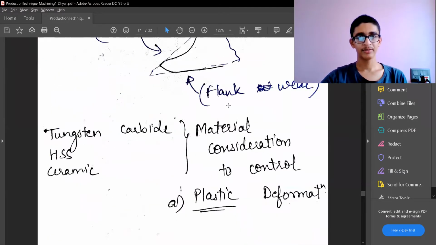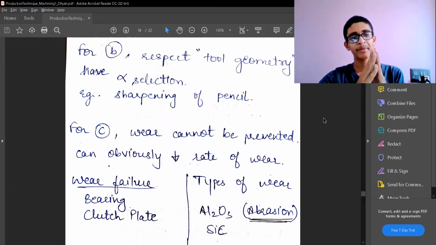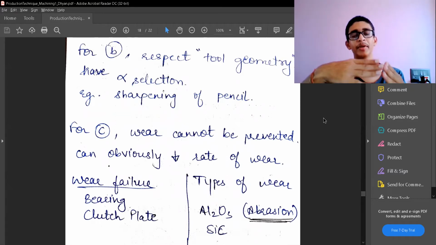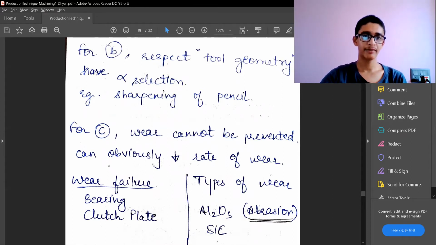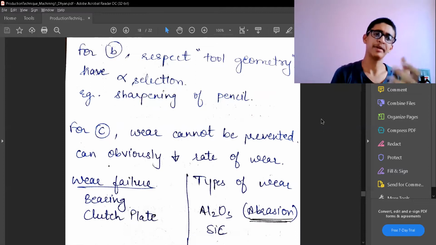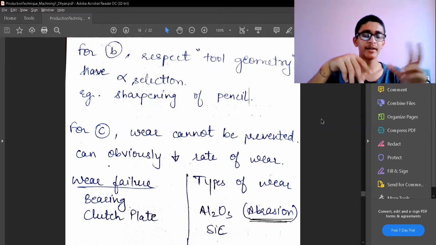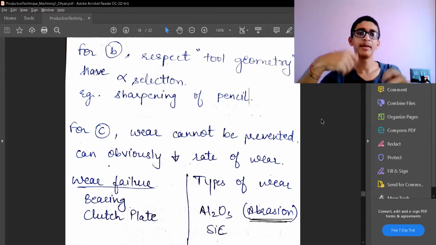That's what I have explained earlier also, that if I'm going to have a very sharp tip, it is easy to break. And if I'm going to have a broad tip, there are less chances of tip breakage. So I want to respect the tool geometry and I do not want to make it very sharp. So the selection of alpha, the back rake angle, is important. Sharpening of a pencil is the example. If we go on sharpening the pencil, the tip will keep on coming out and will keep on sharpening, so we are just going to use up my pencil.